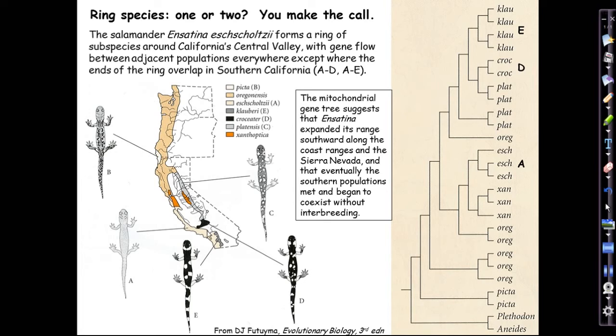That is to say, there's more evolutionary time separating the black and white blotched and coastal forms of the species in the south than there is between any of the adjacent populations anywhere along the ring, or for that matter, going along the coast up to Canada or down into Mexico.